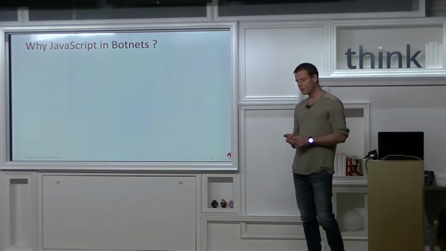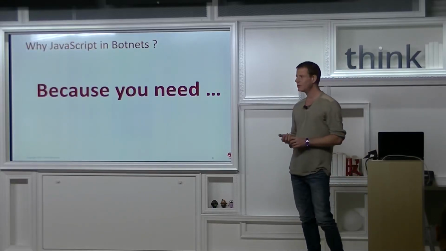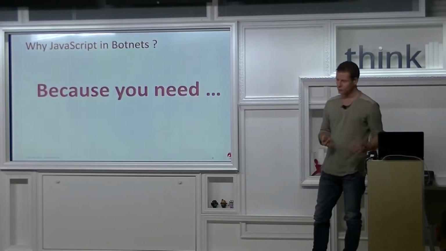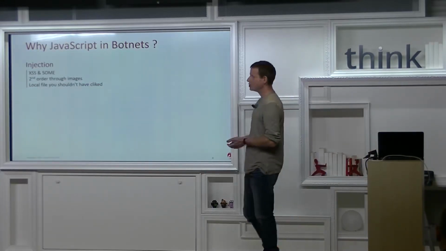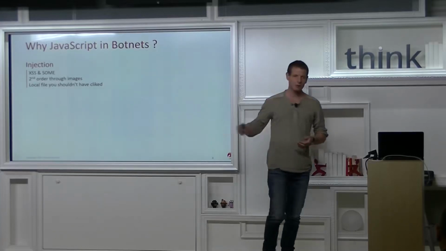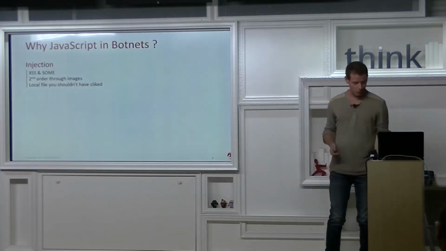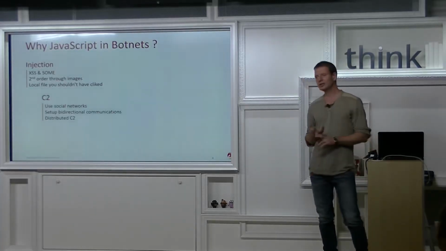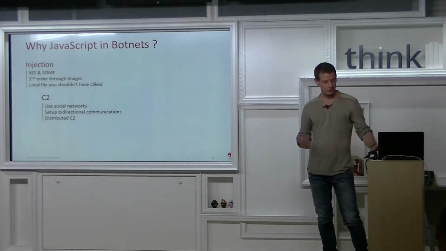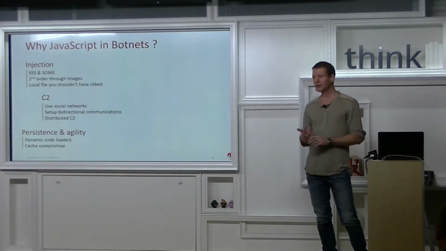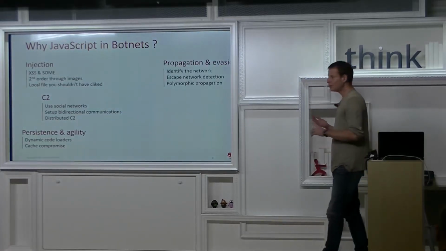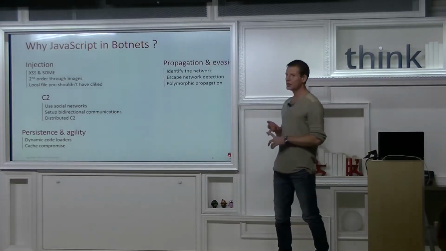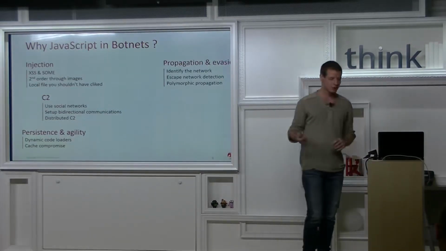So why do you want JavaScript in a botnet? Well, when you want to create a botnet, you require some kind of injection first. There are many ways offered by JavaScript or ECMAScript or whatever to do that. You need C2, and you've got solutions for that with JavaScript. You need persistency and agility, and you will see that we can do that also. Of course, you have to propagate, you have to evade detection that you can find in the networks. You can still do that.